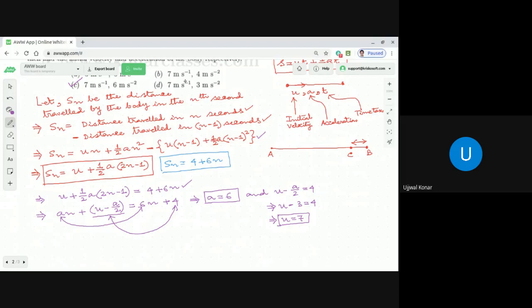Now, dear students, I'm going to discuss a new topic in mathematics, and that is called coordinate geometry, and that I'm going to start in another couple of minutes.